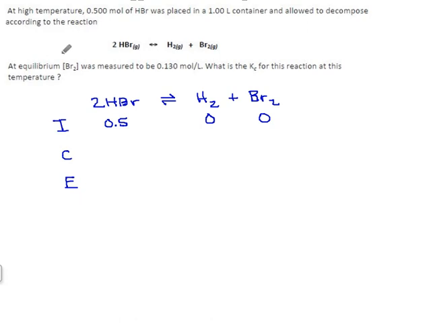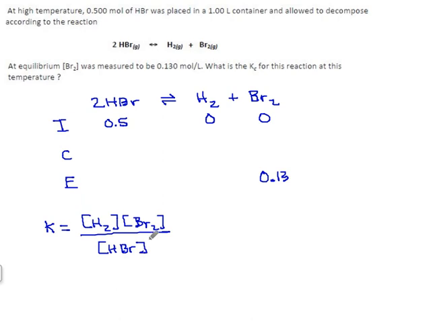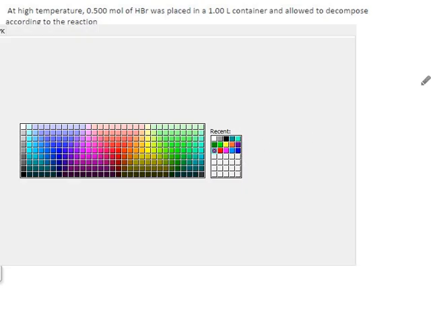And at equilibrium, bromine is measured to be 0.13 moles per liter. And they want a K. Let's set up the K again just to get it done. Hydrogen to the first power. Bromine to the first power. Hydrogen bromide to the second power. Okay, right now we only have one of those numbers, so let's get to work.